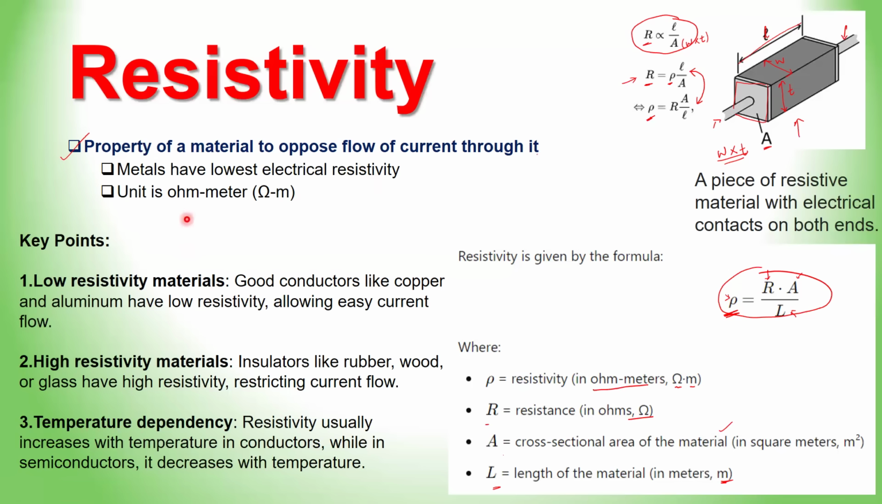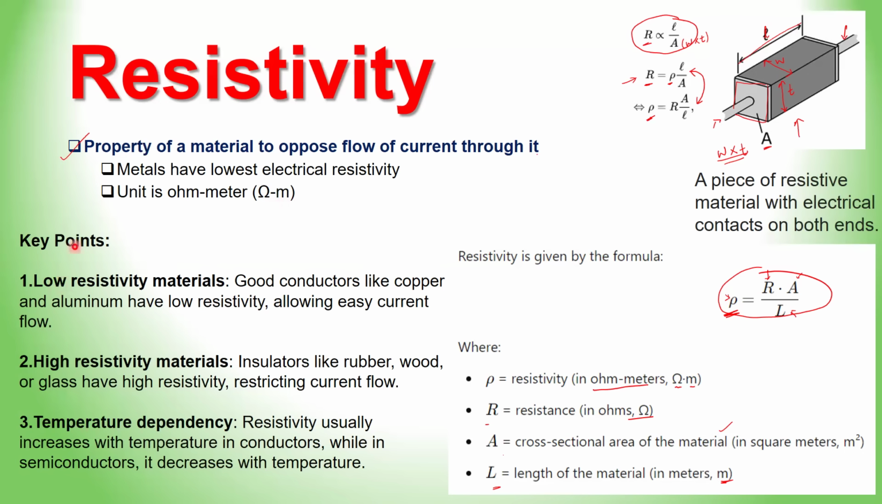And the unit of resistivity is ohm meter, not ohm per meter. Don't get confused: if you write only ohm, that is the unit of resistance. If you write ohm dash meter, that is the unit of resistivity.